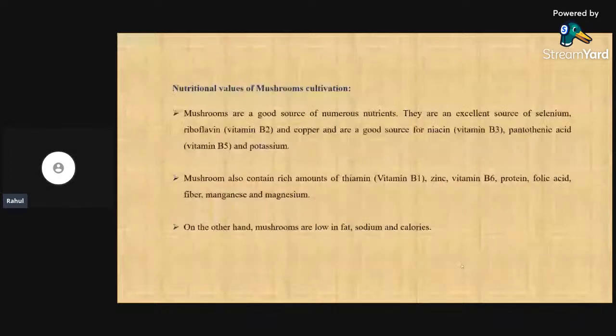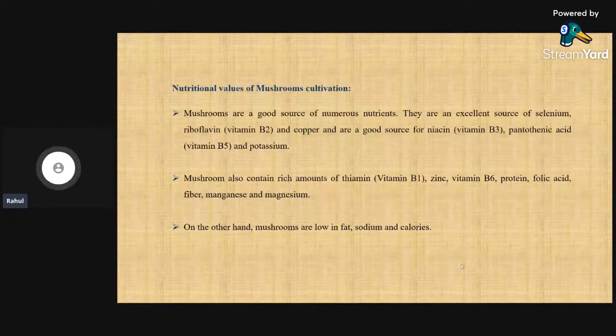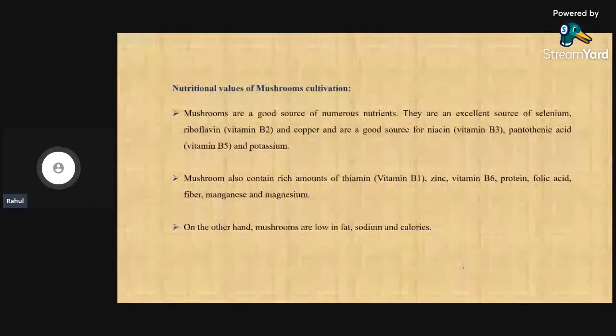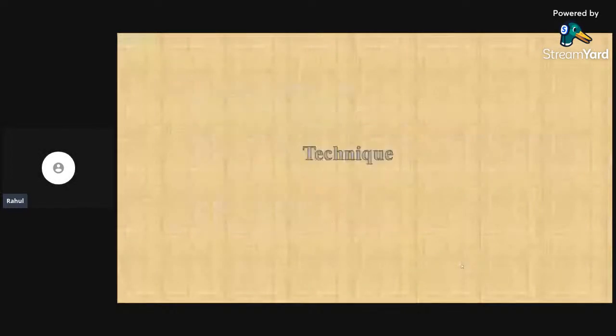Now, we are cultivating mushroom, okay? So why do we consume mushroom? We have to know the nutritional value of mushroom. Mushrooms are a good source of numerous nutrients. They are an excellent source of selenium, riboflavin, and copper, and a good source of niacin, pantothenic acid, and potassium. Mushrooms also contain rich amounts of thiamine, zinc, vitamins, protein, folic acid, fiber, manganese, and magnesium. On the other hand, mushrooms are low in fat, sodium, and calories.